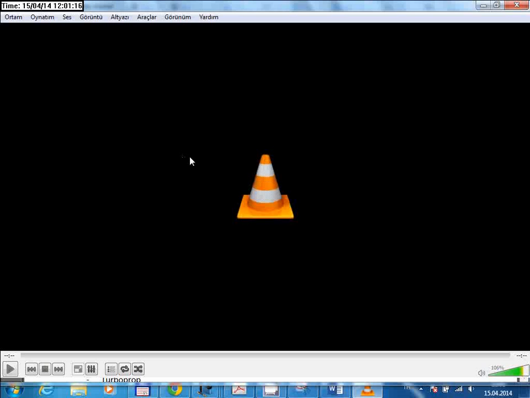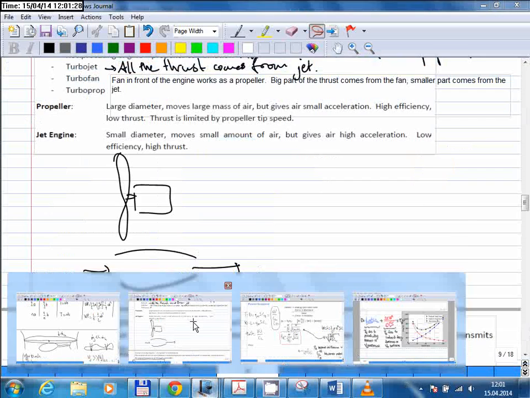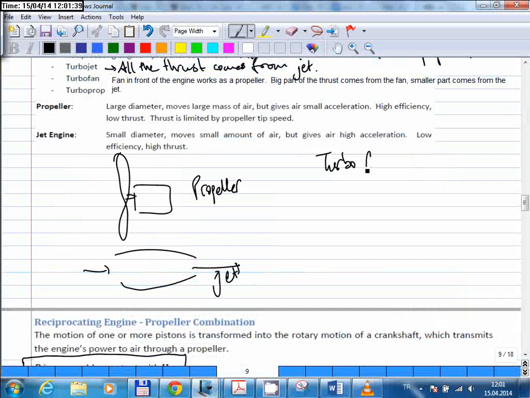So actually the engines we saw in these videos are turbofan engines. So they are like a combination of propeller and jet engine. So if you paid attention, this is the propeller. Jet engine, but in a turbofan engine, you have a combustion chamber here, a compressor here, and the turbine here, and then there's another fan in the front.